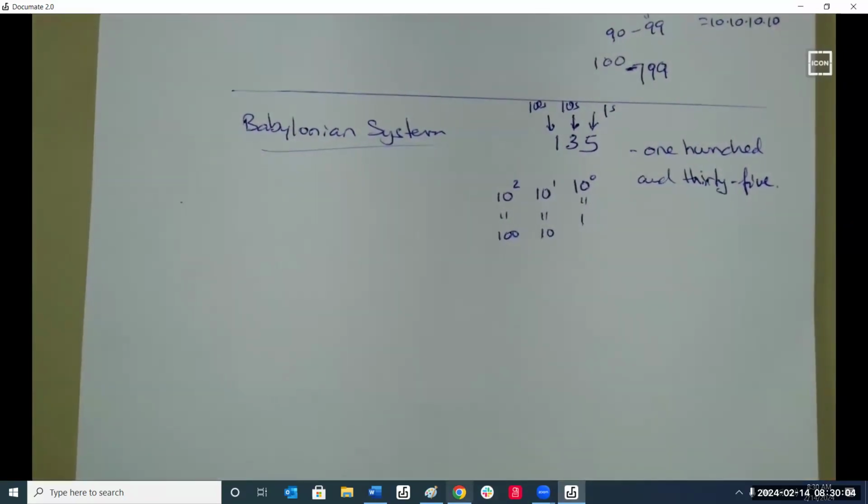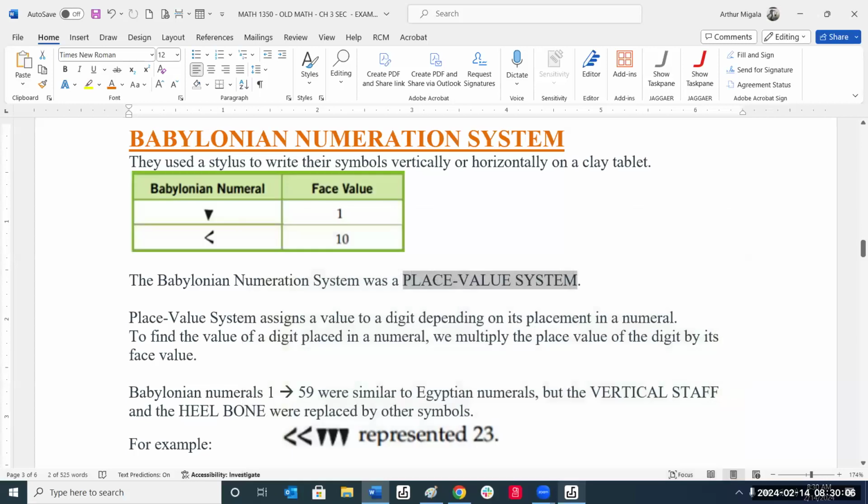So let's look at these examples here. The Babylonian numerals 1 through 59 are similar to the Egyptians', but the vertical staff and heel bone were replaced by other symbols. The difficulty with the Egyptian system is you have to memorize what all those symbols meant, along with all the other hieroglyphic symbols. So actually, if you ask me, that was a pretty complicated system.